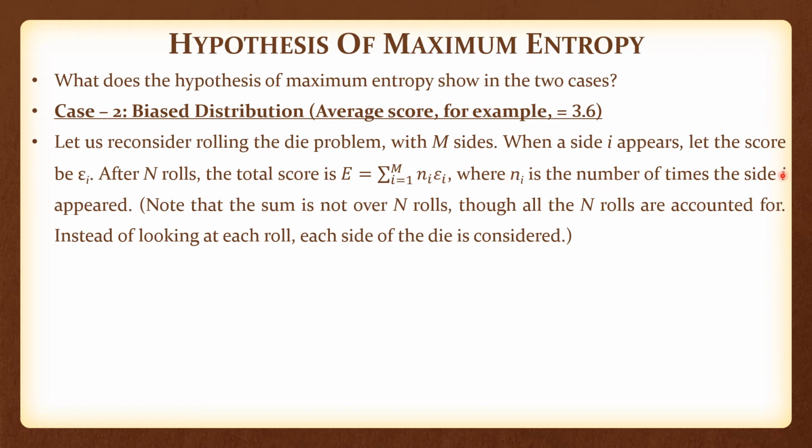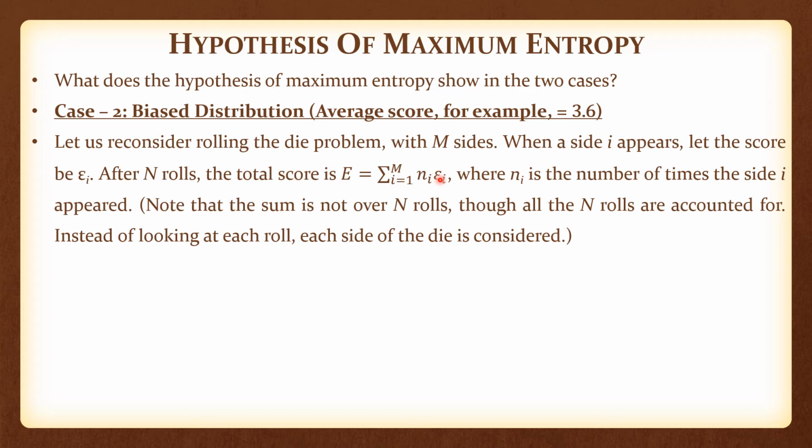This is one way of adding. Say for example, we were looking at a 6-sided die and we rolled it 10 times. First time you got 1, second time you got 4, third time you got 1, fourth time you got 3, and so on and so forth. Only 2 times suppose you got the score 1, the first time and the third time. So the number of times side 1 appeared is 2, and the epsilon i corresponding to that is 1. So 2 times 1 plus how many times did you get 2? How many times did you get 3?